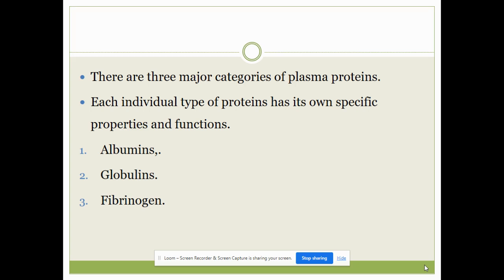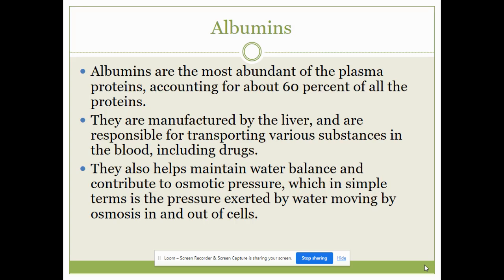There are three major categories of plasma proteins: albumin, globulin, and fibrinogen. Albumin is the most abundant of the plasma proteins. It makes up 60% of all proteins. It is manufactured by the liver and is responsible for transporting different substances. It also helps in maintaining water balance and contributes to osmotic pressure, which in simple terms is the pressure exerted by the water moving by osmosis in and out of the cells.